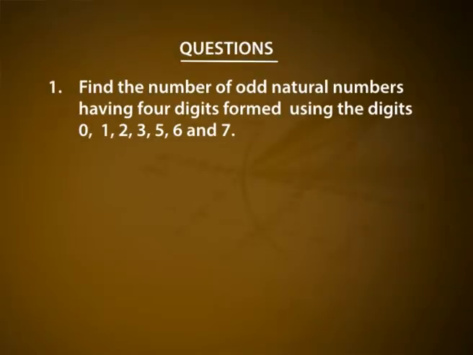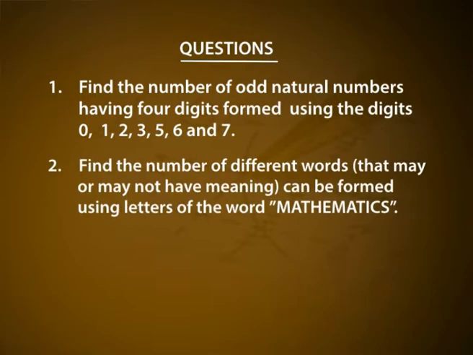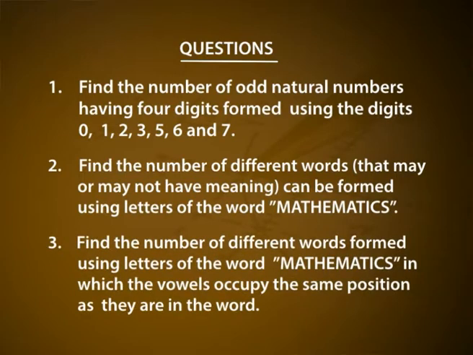First, find the number of odd natural numbers having 4 digits formed using the digits 0, 1, 2, 3, 5, 6 and 7. Next, find the number of different words, that may or may not have meaning, that can be formed using letters of the word mathematics. Next, find the number of different words formed using letters of the word mathematics in which the vowels occupy the same position as they are in the word.